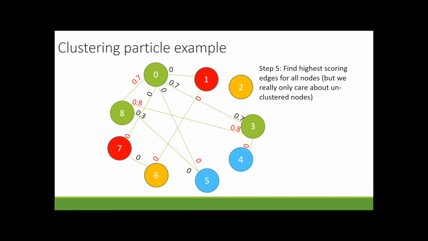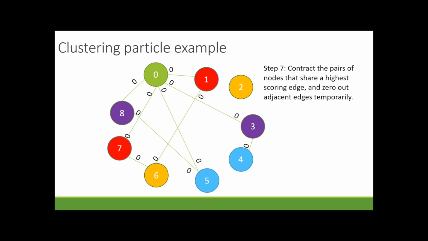So now we do one of the other steps again. We find the highest scoring edges, again highlighted in red. But we really only care about the unclustered nodes, because if you see, all the clustered nodes are all 0 because they aren't going to get clustered again. We now find another pair, and you see here the algorithm identified a pair that it wouldn't have already identified, with 3 and 8 that now share a highest scoring edge because one or both of their previous partners got set to 0. And now we do the same thing with clustering.